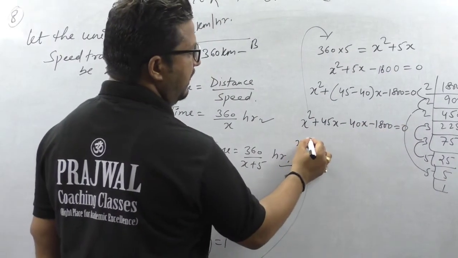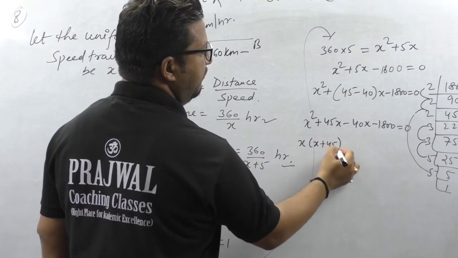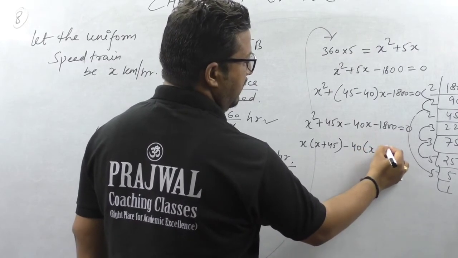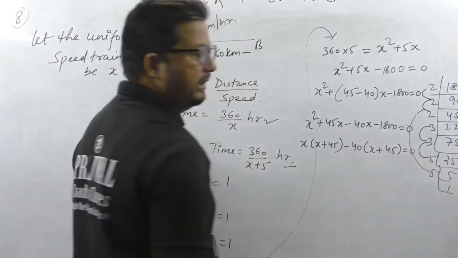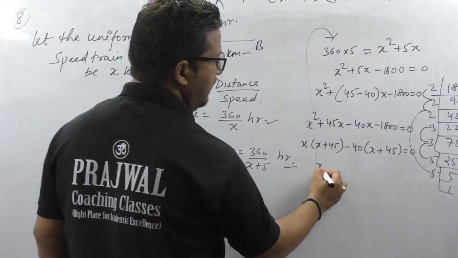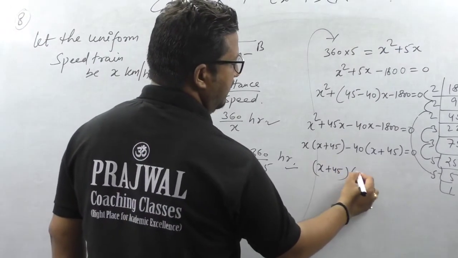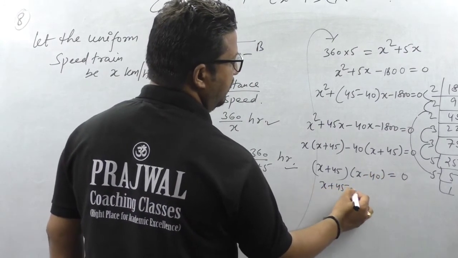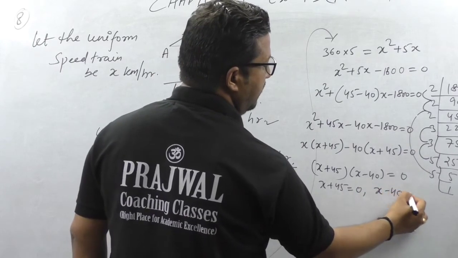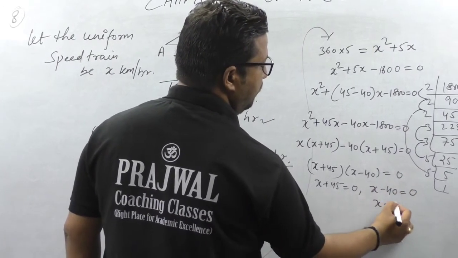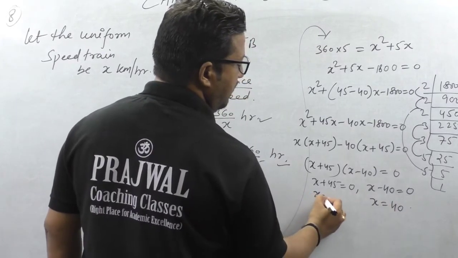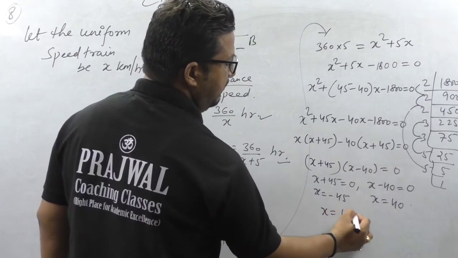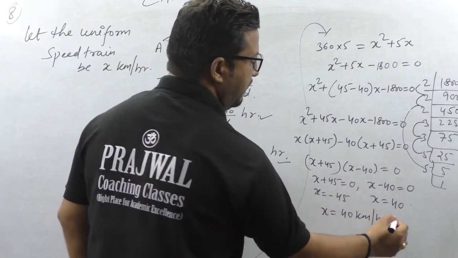Now from here you can take common x plus 45 minus, and from here you can take common 40, so it will be x, and it will go 45 times. Now x plus 45 will come common, and here will be x minus 40 equal to 0. So x plus 45 equal to 0, and x minus 40 equal to 0. So x equal to 40 we will take, because here it will come minus 45, and speed can never be negative, so our speed is 40 kilometer per hour.